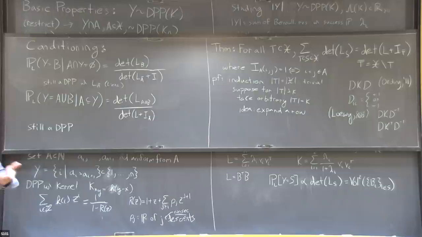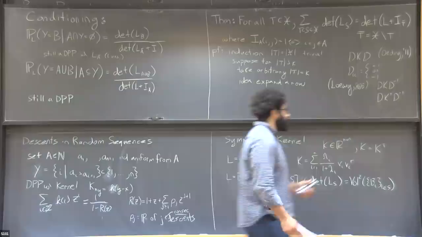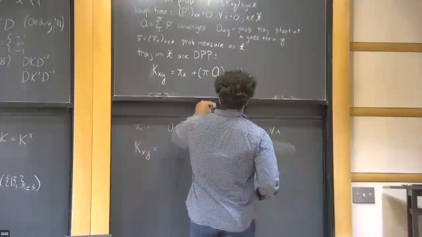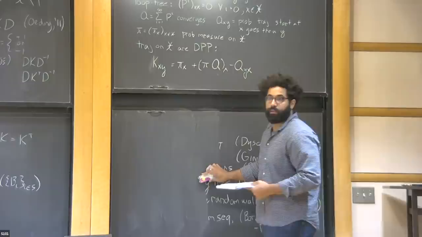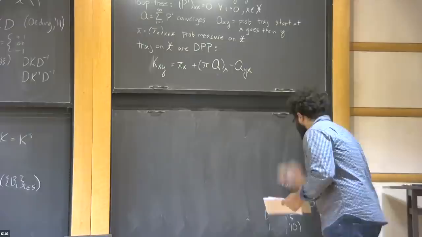Okay. Okay, so this is a sampling algorithm. Send me stuff. Yeah, okay, good. Yeah, no, no. This is all good. Okay.